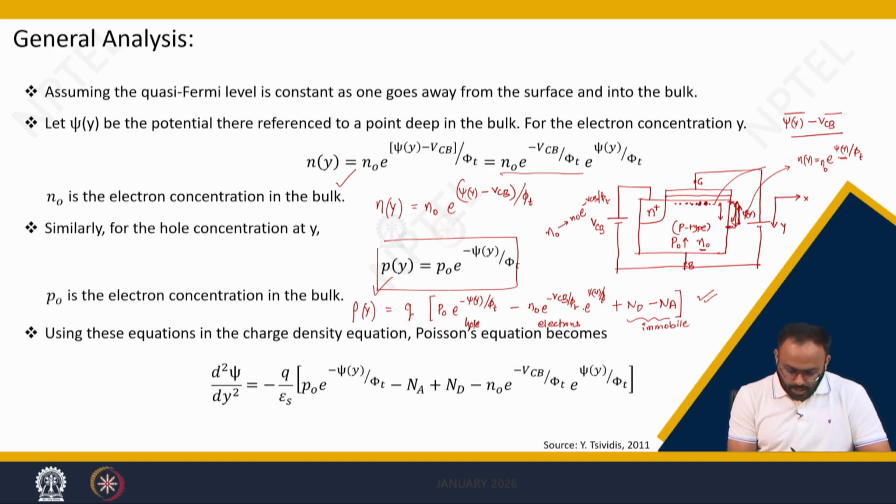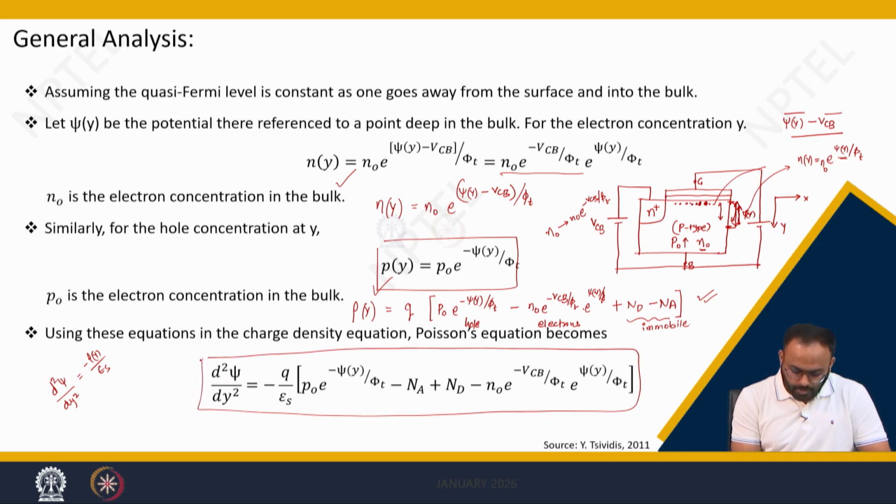So, we wrote the Poisson equation, which is nothing but ∂²ψ/∂y² equals minus ρ(y) divided by ε_s. If you rewrite this equation, you will get this equation, which relates the potential and the charge. Now, how can we proceed to solve this equation?